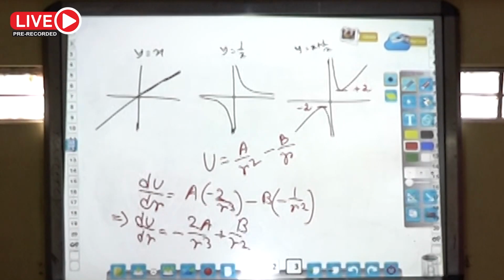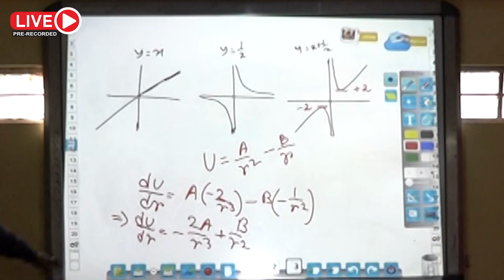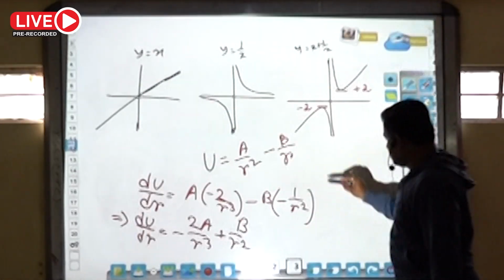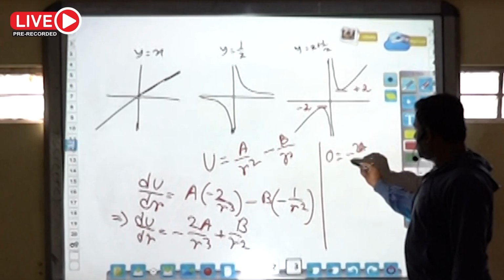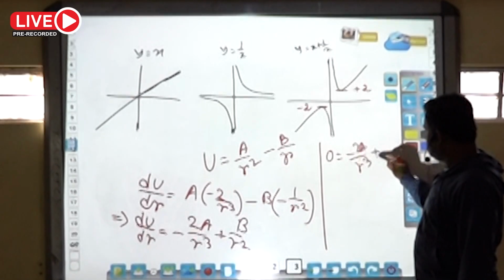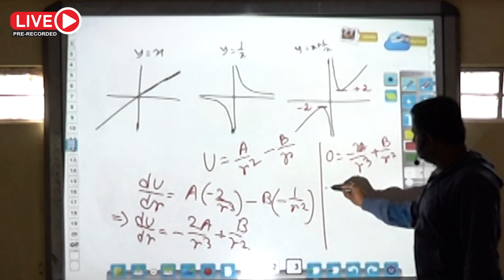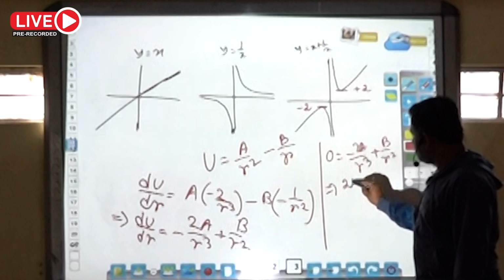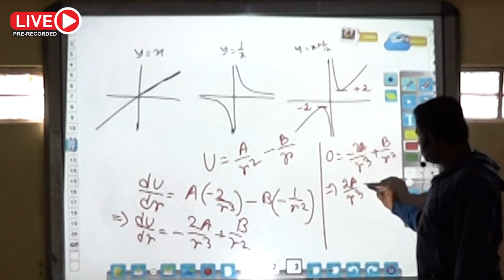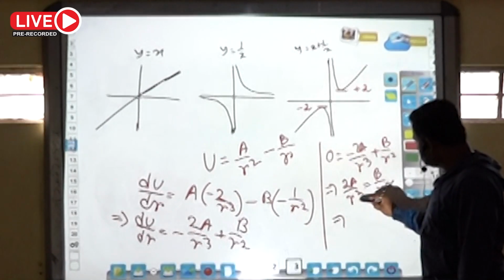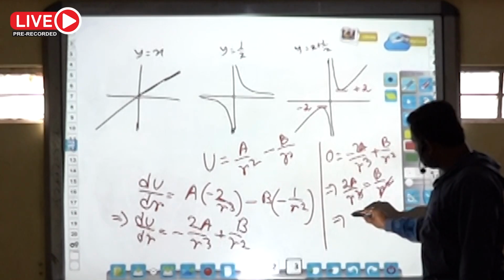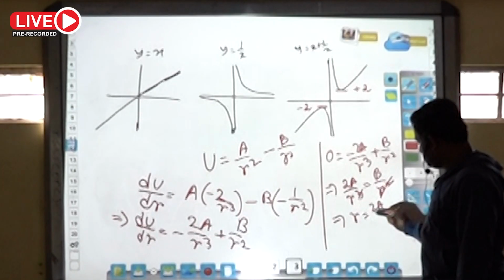Now for finding this equilibrium position or stationary points, dU/dr should be 0. So putting dU/dr equal to 0, you can write 0 equal to minus 2a by r cube plus b by r square, which means 2a by r cube equals b by r square. So what is the value of r from this? I can cancel one r square, so r will be 2a by b.